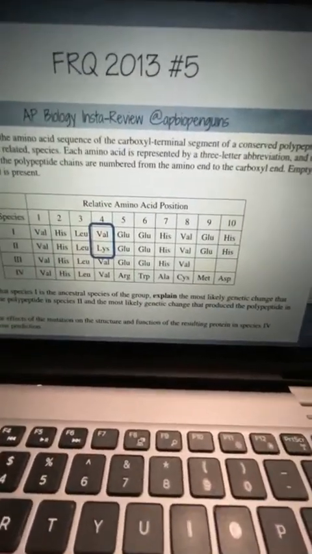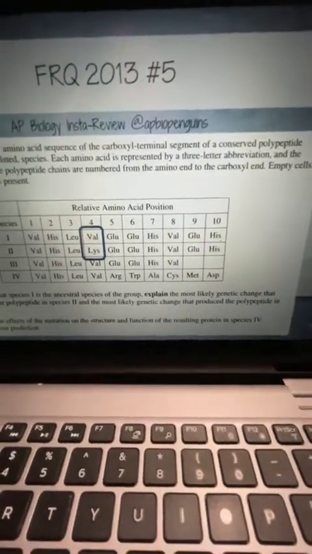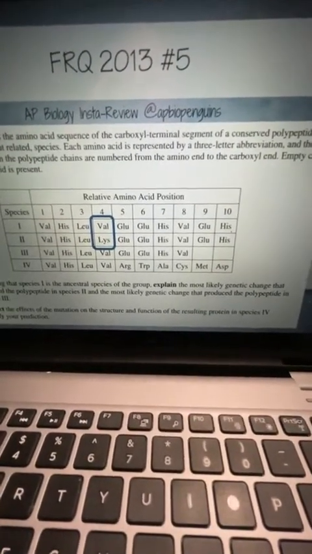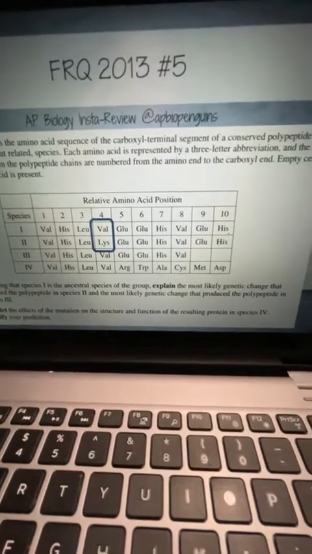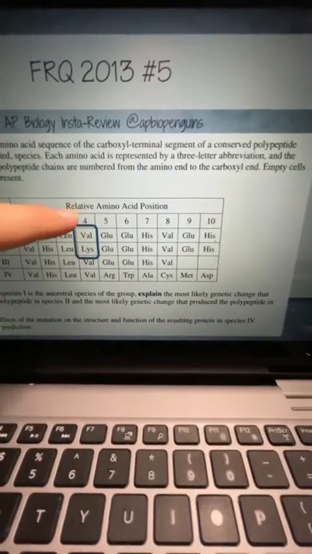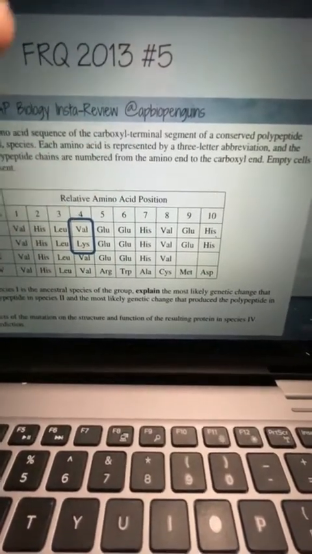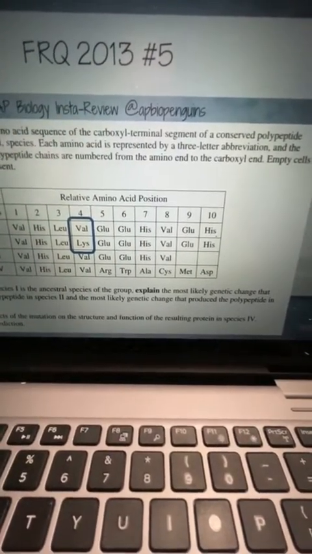So explain the most likely genetic change that produced the polypeptide in species 2. So what you have to do is say that there has been a missense mutation at the 4th position, changing the valine to a lysine. You have to be very clear.